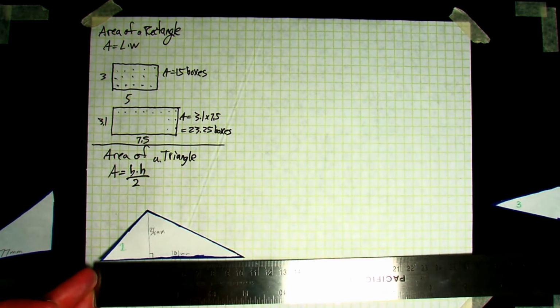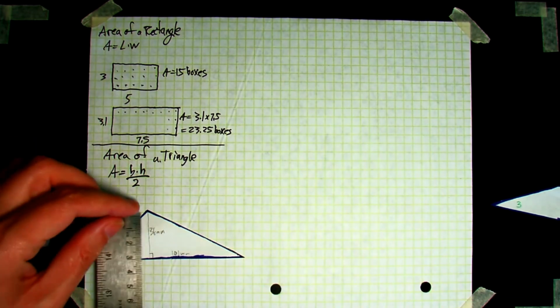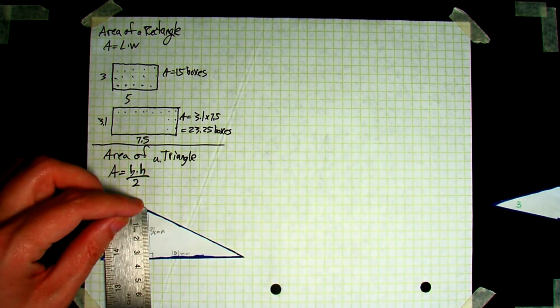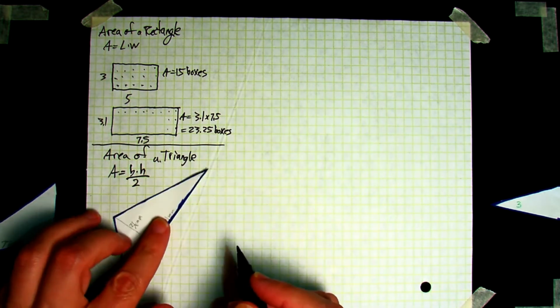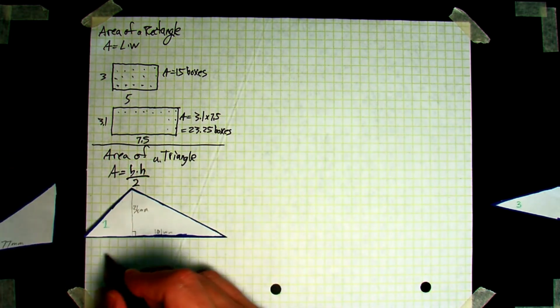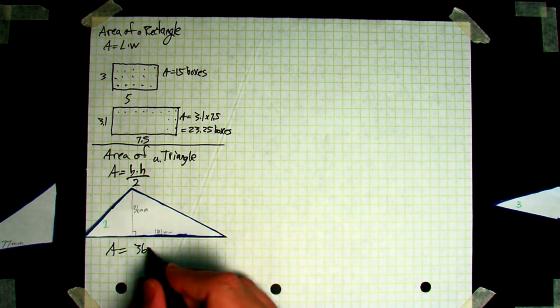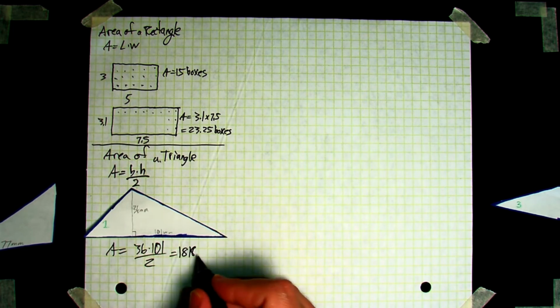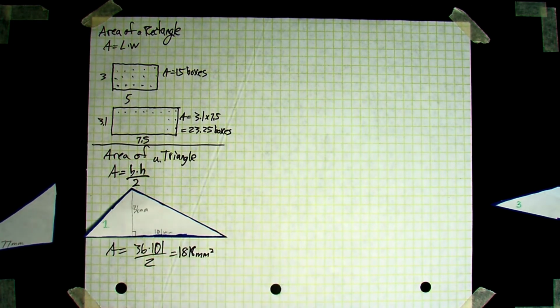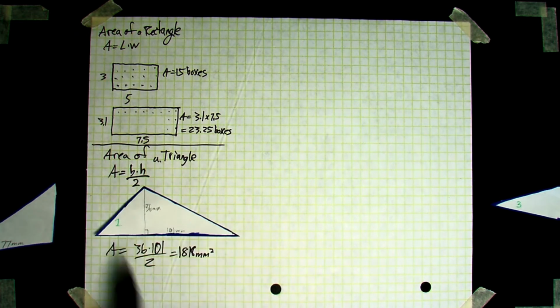This whole side is 101 millimeters, and the height, which you can draw in meeting at a 90-degree angle, is 36 millimeters. So you just go ahead and say, for this particular lovely triangle, our area equals 36 times 101 divided by 2. We get 1,818. These are both in millimeters, so our units are millimeters squared.